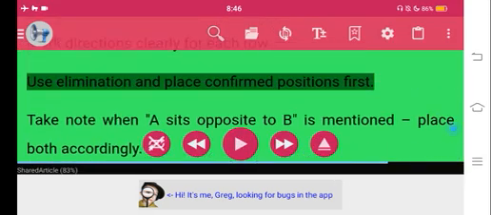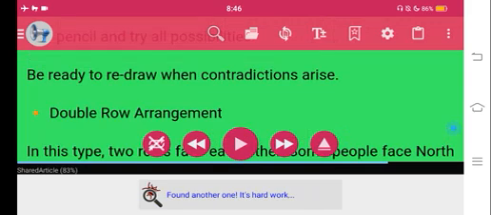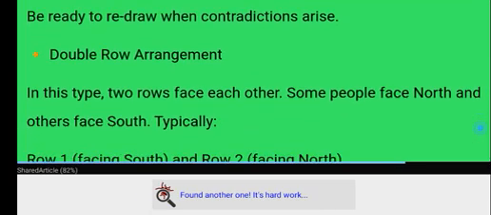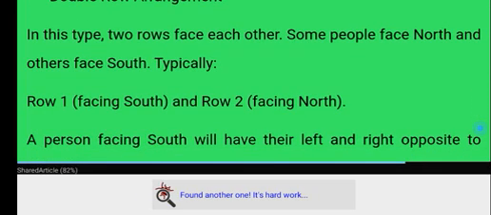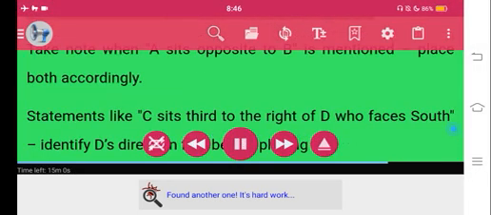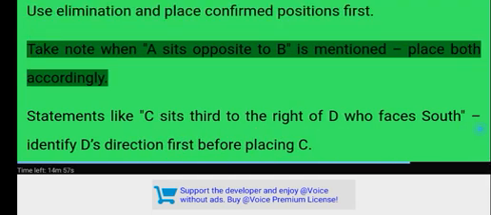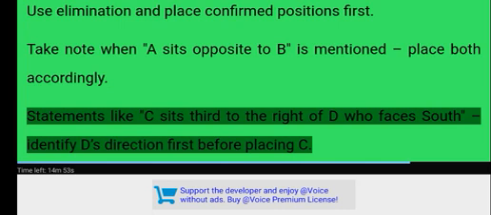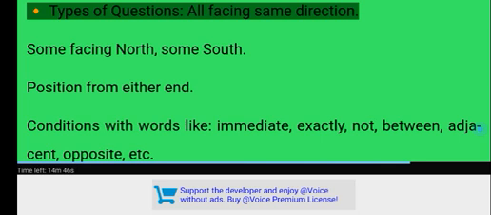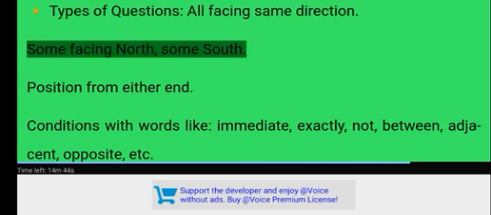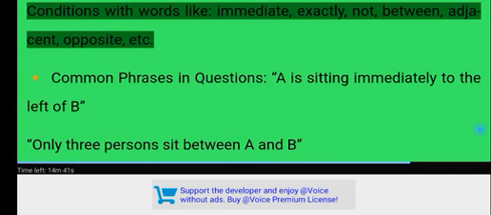Use elimination and place confirmed positions first. Take note when 'A sits opposite to B' is mentioned, place both accordingly. Statements like 'C sits third to the right of D who faces south': identify D's direction first before placing C. Small diamond: types of questions. All facing same direction. Some facing north, some south. Position from either end. Conditions with words like immediate, exactly, not, between, adjacent, opposite, etc.